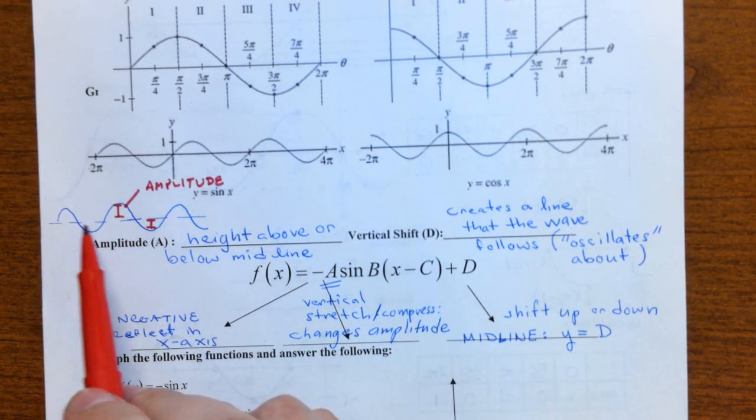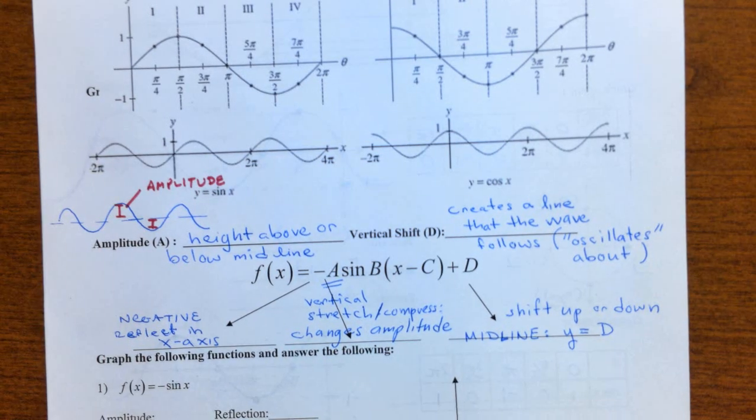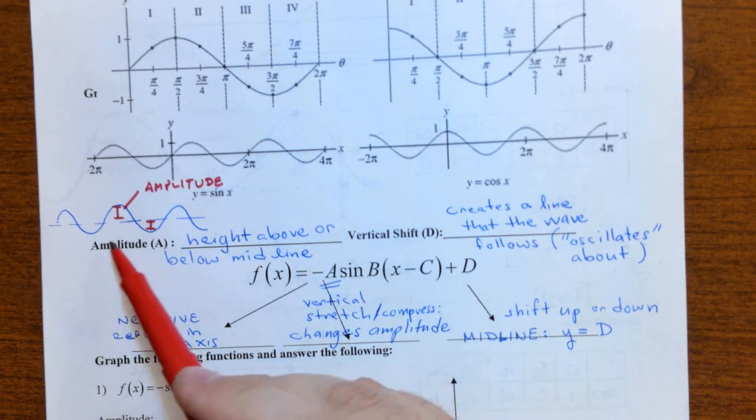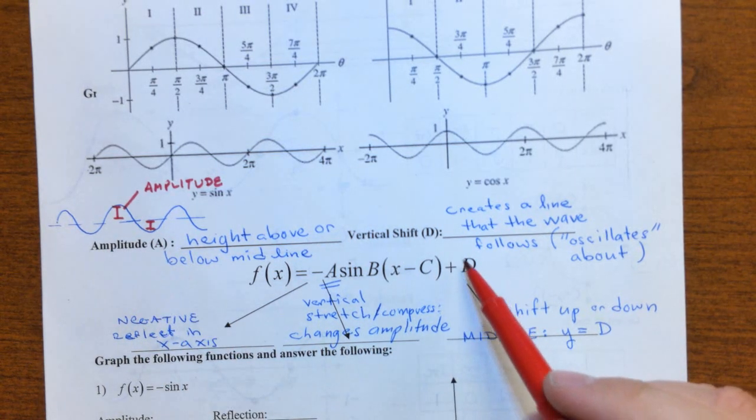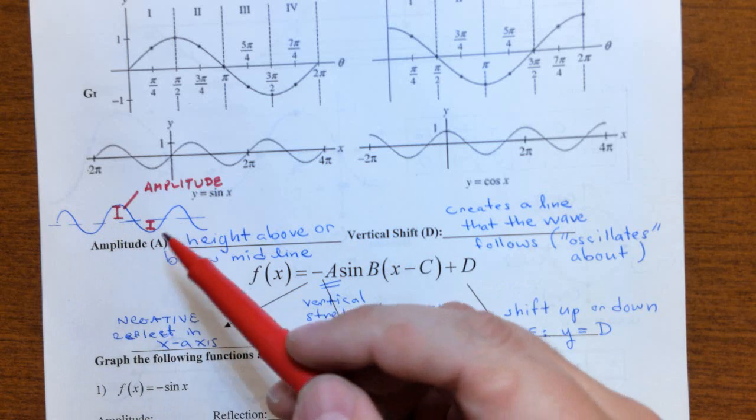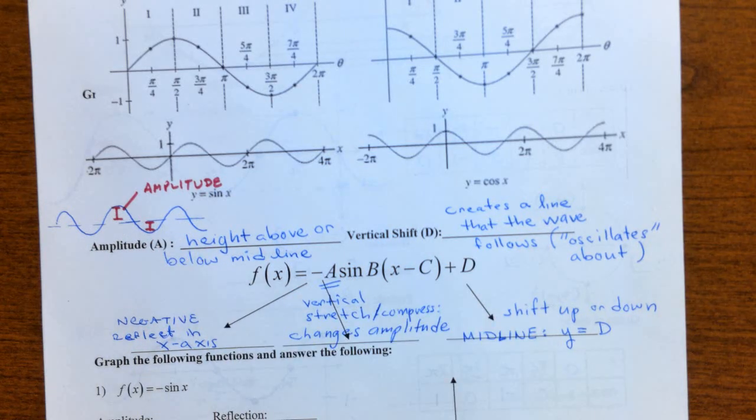There's this middle line in here. Normally, as we've talked about functions going back to earlier days of algebra, we've talked about vertical shifts. Well, since this function is a wave, it will create this line right in here that the function is moving above and below, this line that it is following.